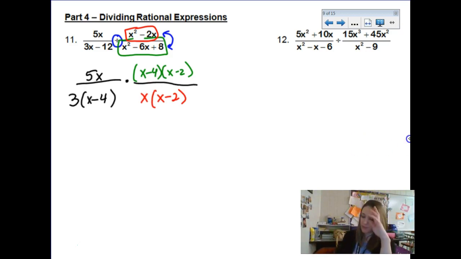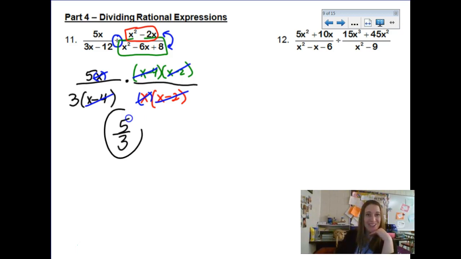Alright, so now for the fun times of cross-canceling. I see an x minus 4 and an x minus 2, and then this x and this x will cancel. And all we have left is a 5/3. So sometimes that happens. Sometimes everything cancels and you're just left with a 1.